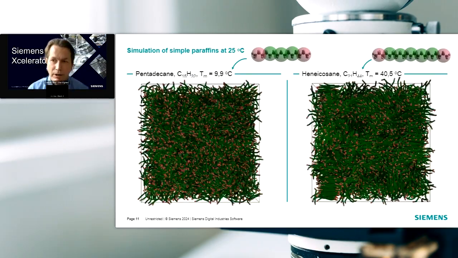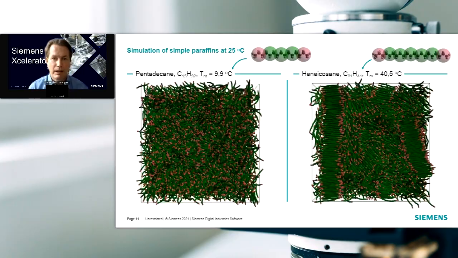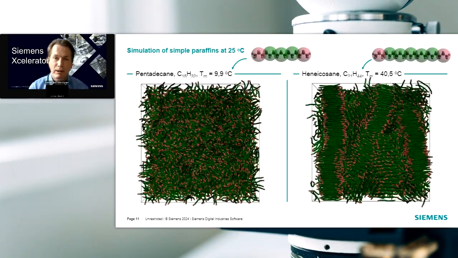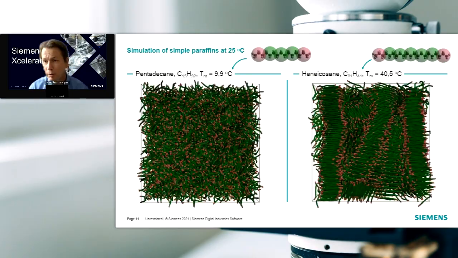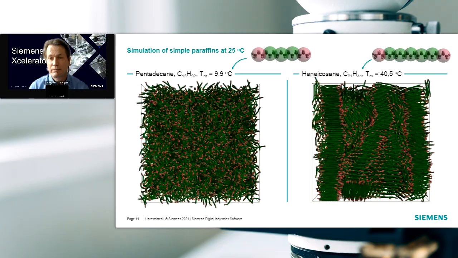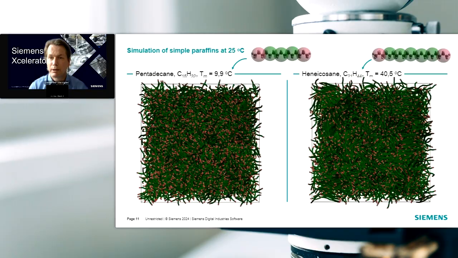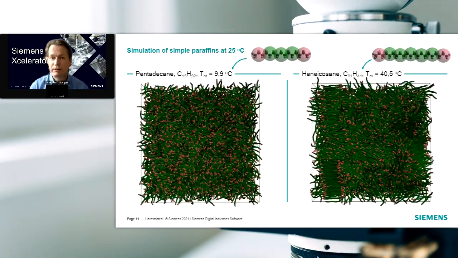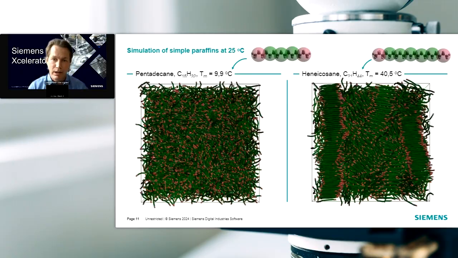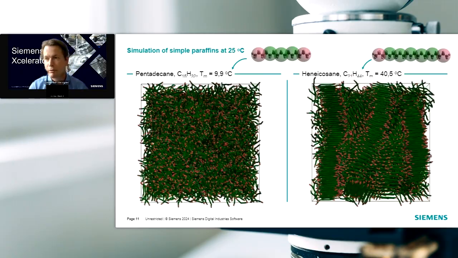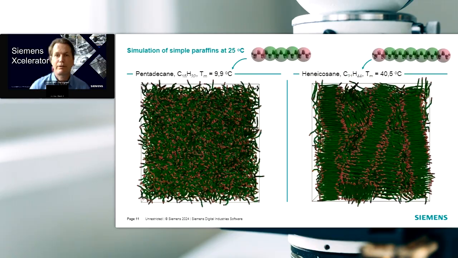Okay, so you see here some examples of how that works in practice. So this is for simple paraffins. You see pentadecane, which is liquid at room temperature. And you see also the longer one, hydrocosane, which will melt at 40.5 degrees Celsius, so slightly above room temperature. When you start your simulation in an amorphous state, very quickly this hydrocosane will start forming semi-crystalline domains. So that gives some confidence in the models.